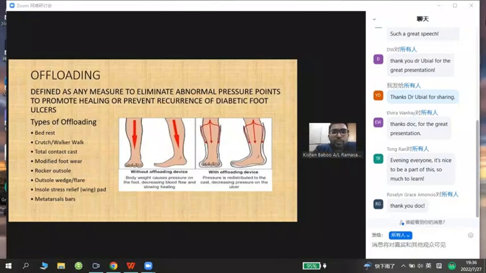Offloading. Offloading is defined as any measure to eliminate abnormal pressure to promote healing or prevent recurrence of diabetic foot ulcers. There are many types of offloading: bed rest, crutch walker, total contact cast, modified footwear, rocker outsole, wedge flare, insole stress relief, and metatarsal bars. All of this comes back to the physiology of the diabetic foot ulcer.